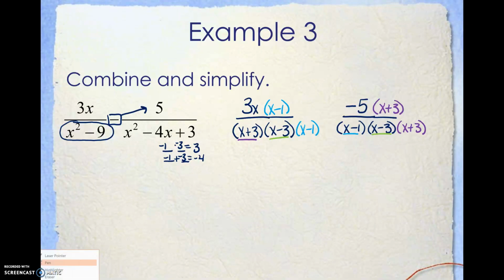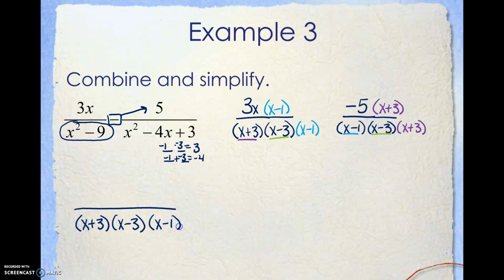The really good news here is that you do not have to multiply all of that stuff in the denominator together. You're going to leave it factored. And again, the order doesn't matter as long as you have an x plus 3 somewhere in there, an x minus 3 somewhere in there, and an x minus 1 somewhere in there.